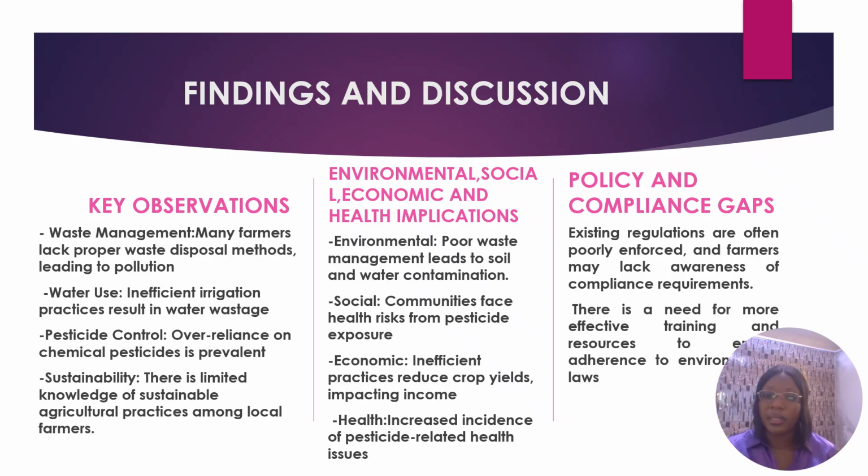We have environmental, social, economic, and health implications. Under environmental, we have poor management. Poor waste management leads to soil and water contamination, and not only that, sometimes even air pollution. And we also have social implications. The communities face health risks from pesticide exposure.